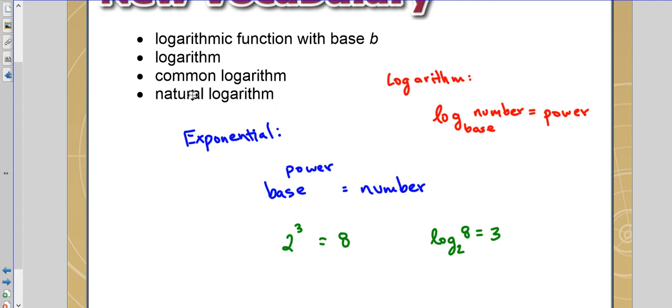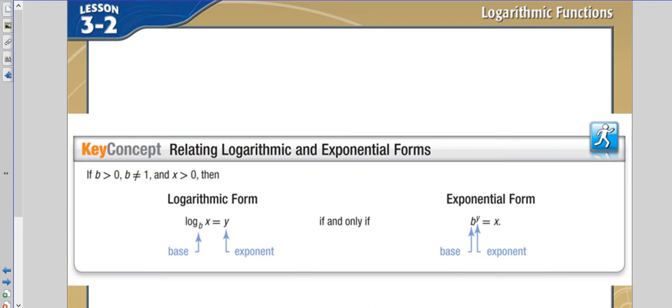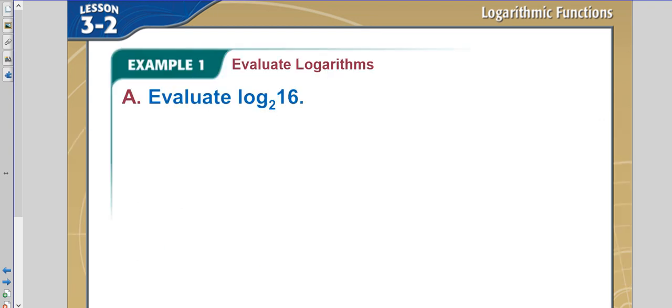A natural logarithm is when we have a base of e. That's what this means, base of e. That's that number e that we learned about last class. All right, so let's get started. This is just showing you what I showed on the previous slide of how we go back and forth, transferring from logarithms to exponential. So let's evaluate some of these.